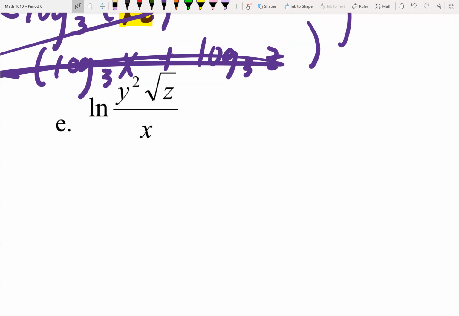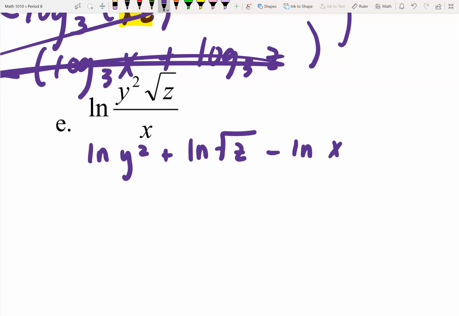Everybody in the room. Well, first of all, is an ln a log? Is it going to follow the same rules? Yeah. How many times will I write ln? 3. Of those 3 times, how many will be negative? 1. Which one? The x. Why the x? It's on the bottom. Easy. ln y squared plus ln square root of z minus ln x.